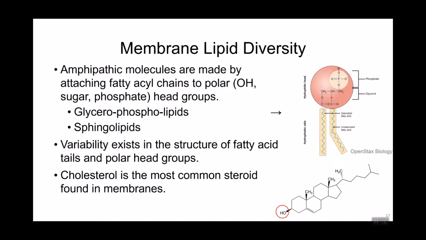The lipids that we see in biological membranes can have very diverse structures, but remember they are amphipathic molecules that will have these hydrophobic fatty acid tails attached to polar hydrophilic head groups. The two main types that we see are glycerol phospholipids, as shown on the right, as well as sphingolipids, and we'll look at these structures in a bit. And there is quite a bit of variability depending on what chains are present, so either in their length or saturation, as well as what functional groups are found in the polar head group.